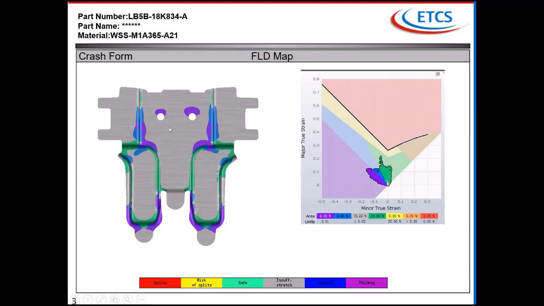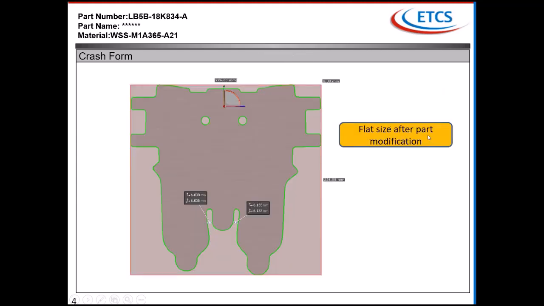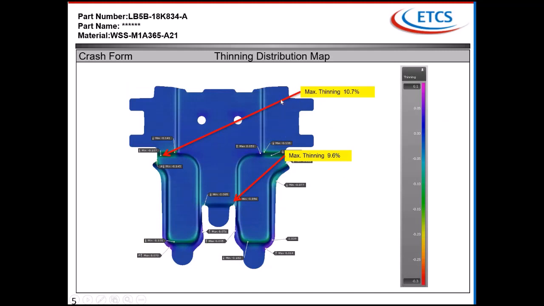Now the purple color which you see over there, those two holes are pilot holes, so naturally we will have some thickening there. When it pulls, the material gets compressed there, and wherever we have a radius, we have a small thickening. This is the developed trim line of the part. This is a progressive tool once again, so we needed some pilot holes. And this is the thinning distribution map, where maximum thinning is shown as 10.7%.